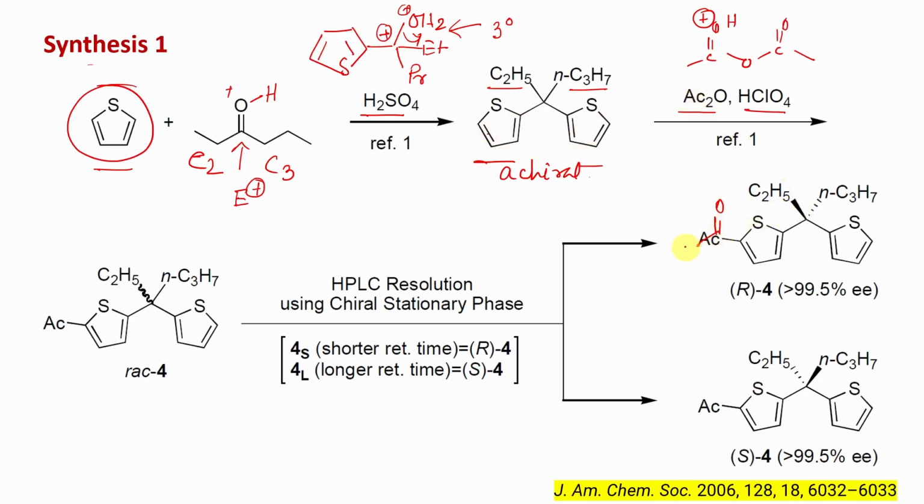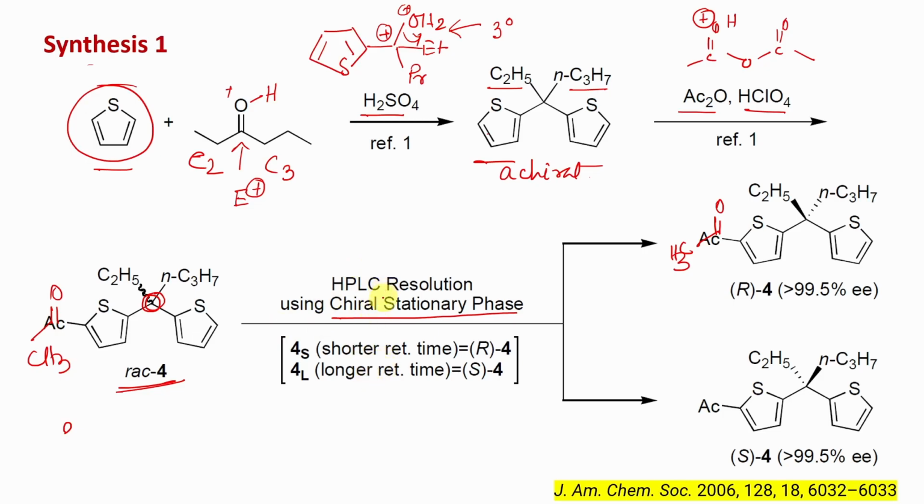Acylation means COCH3. This is a significantly polar molecule, so that is produced. Now this molecule is significantly polar, so it could be separated using chiral HPLC. So this HPLC resolution technique is utilized to separate the enantiomeric mixture. Look here, this carbon is a chiral carbon, but till now I have a racemic mixture. So that's why it is separated by HPLC.